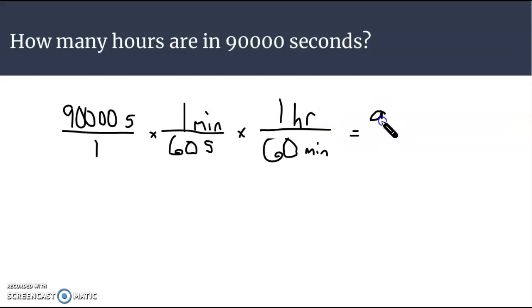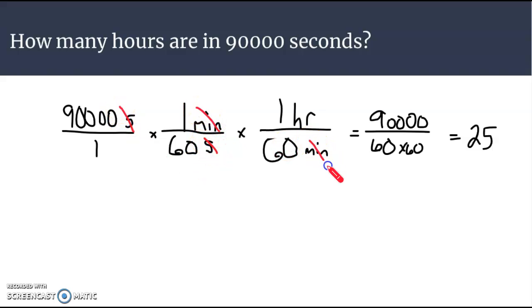So the math here is 90,000 divided by 60 times 60. In the calculator you could do 90,000 divided by 60 divided by 60 again, and we're left with the number 25. It's 25 hours, but notice how the cancellation of the units, seconds cancel, minutes cancel, and we're just left with the hours. So we know we have 25 hours is the equivalent of 90,000 seconds.